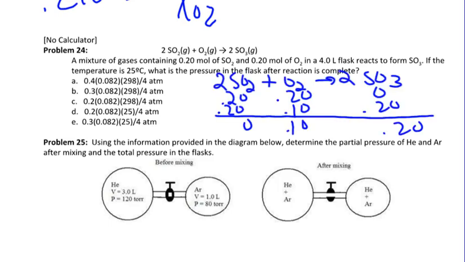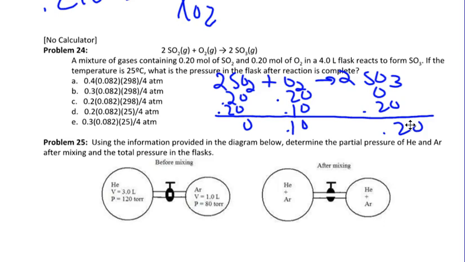Okay, so here's my BCA table. What does it mean? My limiting reactant is actually sulfur dioxide. I have 0 moles of that left. But look, I have 0.10 moles of oxygen still in the container unreacted. I made 0.20 moles of sulfur trioxide.